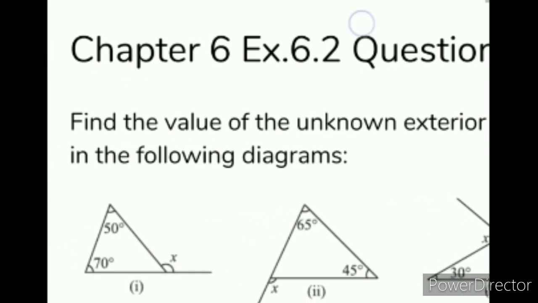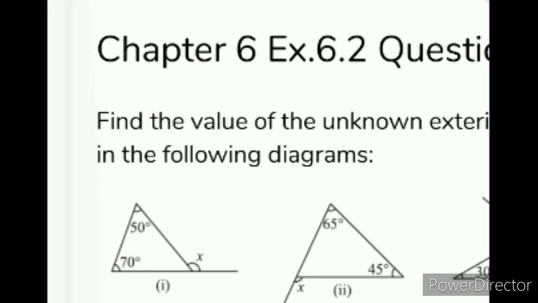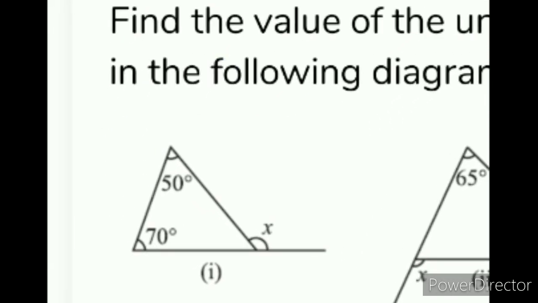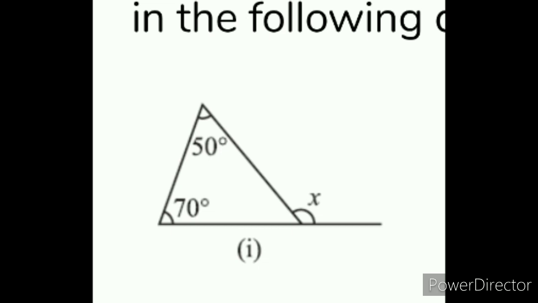We are going to find the value of the unknown exterior angle in the following diagrams. That is the first main of exercise 6.2. Look at the first figure, a triangle in which we have the x value outside of the triangle. Here x is the value of the exterior angle. It is outside the triangle, so we can say it is the exterior angle value. Now we should find this x value.